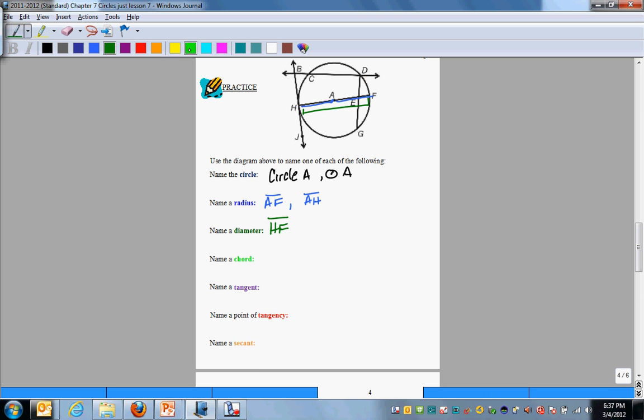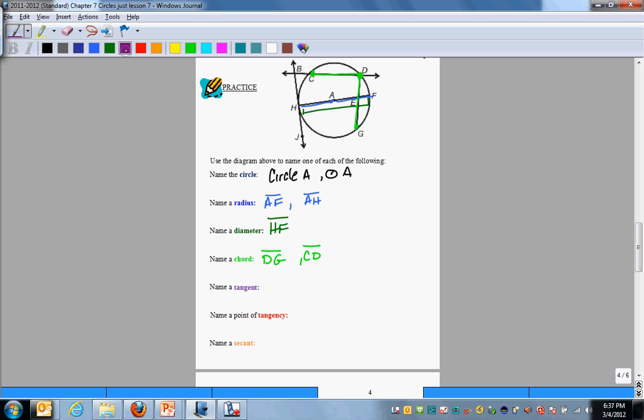A chord would be any segment that connects any 2 points on the circle. So DG would be a chord. Also C to D. Notice I have endpoints there, not lines. C to D would be considered a chord as well.